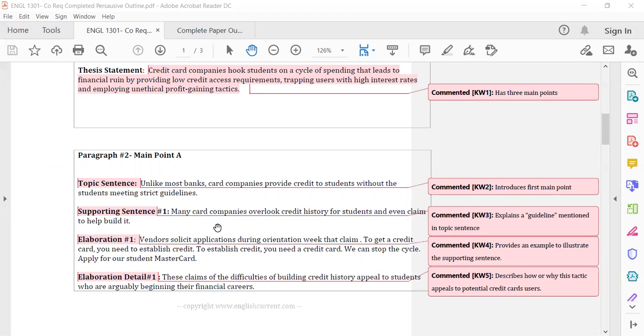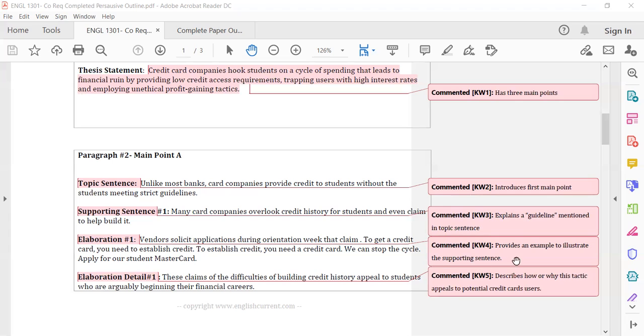Next, my support sentence states that they overlook credit history for students, okay? So what my support sentence did was explain that guideline that I just mentioned in the topic sentence. I told you they don't have to meet strict guidelines. Here's what I mean about them not meeting strict guidelines. So it gets more specific there. Then I'm going to elaborate.